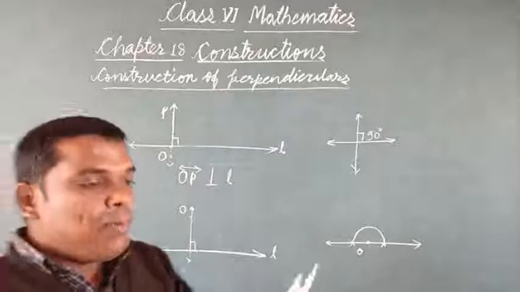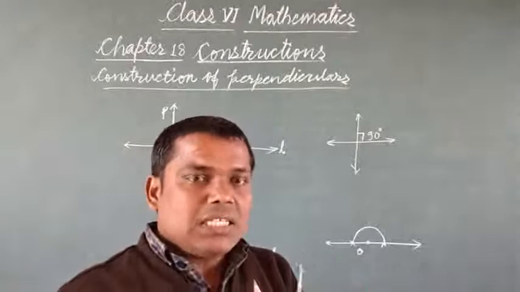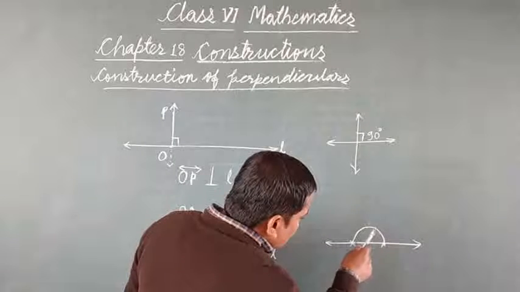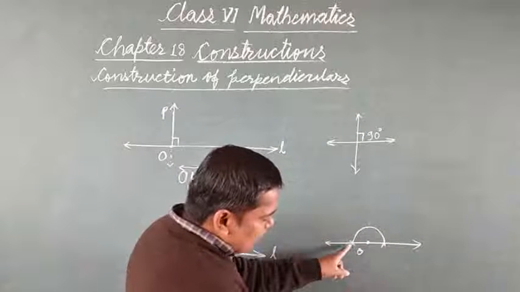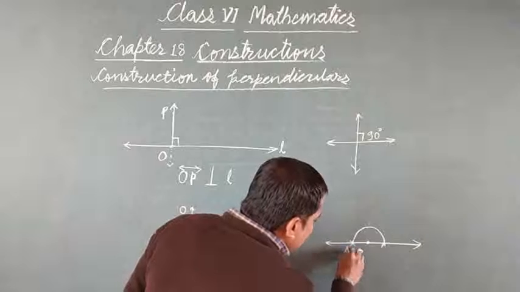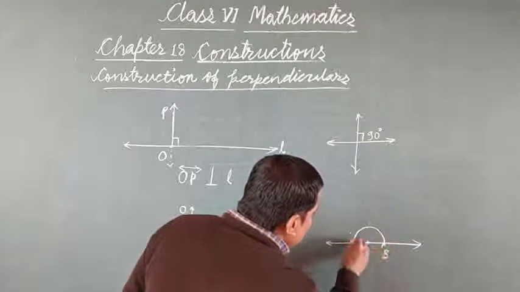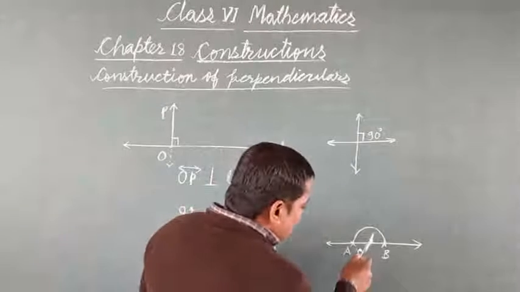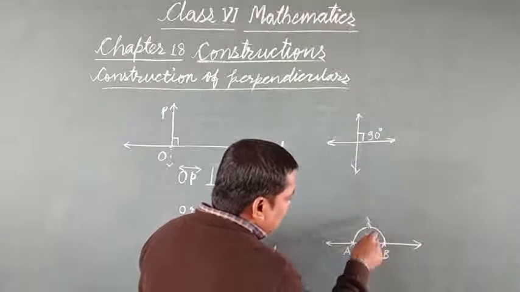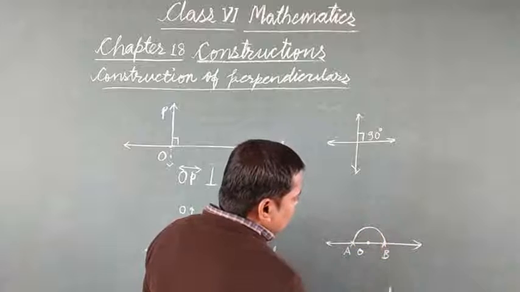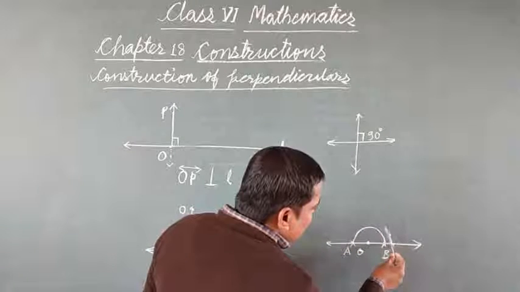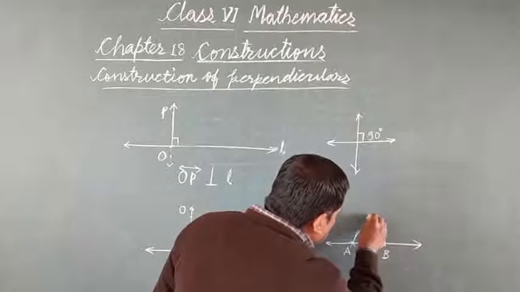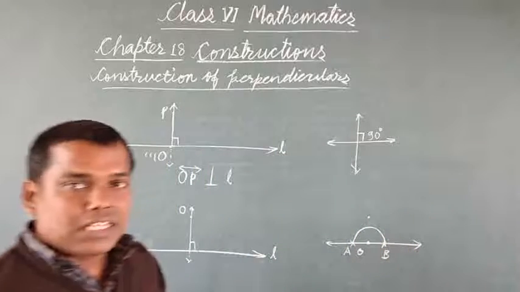Then we open the compass more than half of this length. Suppose here I have opened it now. By taking the intersection points, we get two points, say point A and point B. Taking point A as center and a radius greater than half of this arc, we draw one arc here. With the same radius, taking point B as center, we draw an arc here. We will observe these two arcs intersect each other at this point.